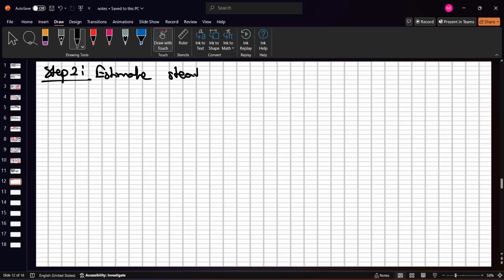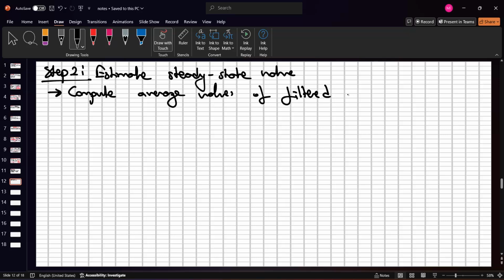the steady state value. Okay? And so how can we do that? We need to compute the average value of the filtered response over the last 10% of the measured data.